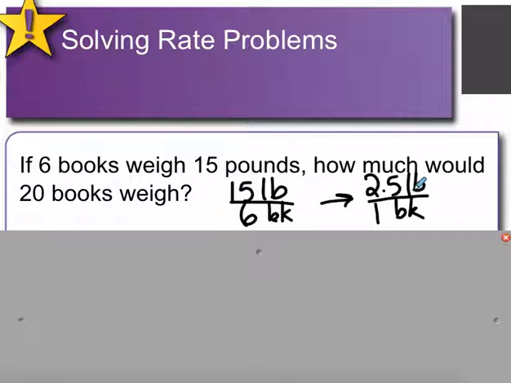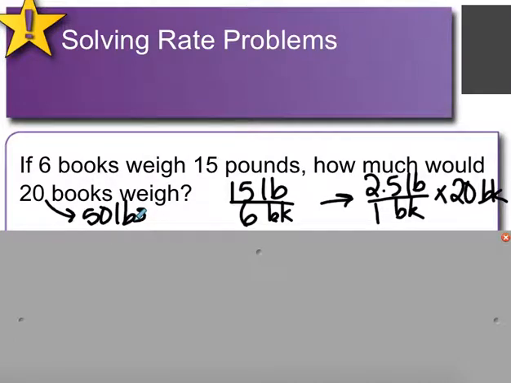Now if I had 20 of those books, I would need to multiply by 20 books, which means that it's going to weigh 50 pounds. 50 pounds for 20 books.